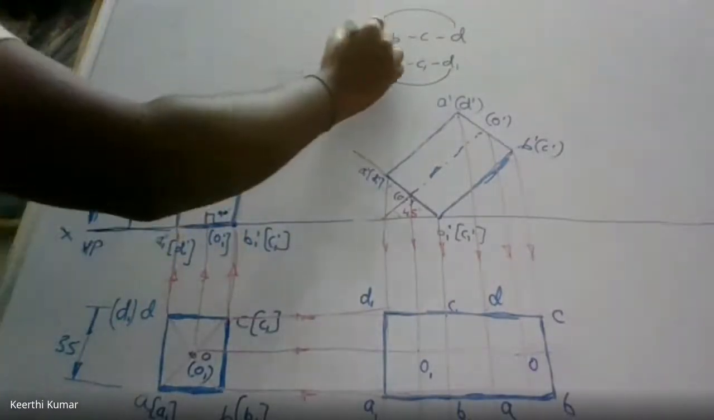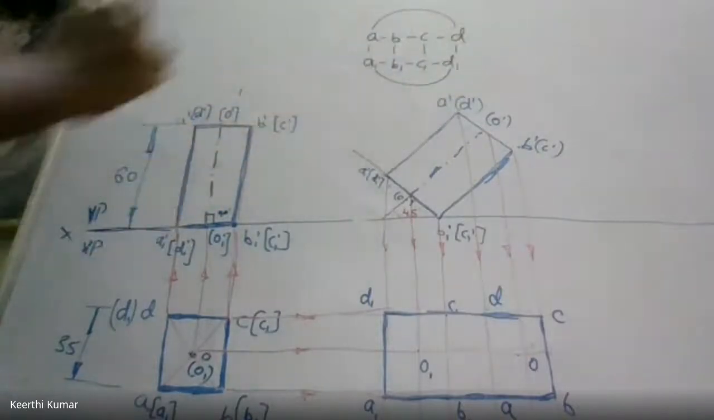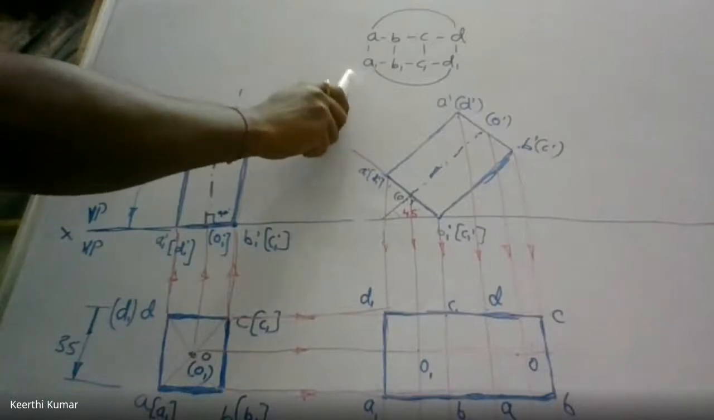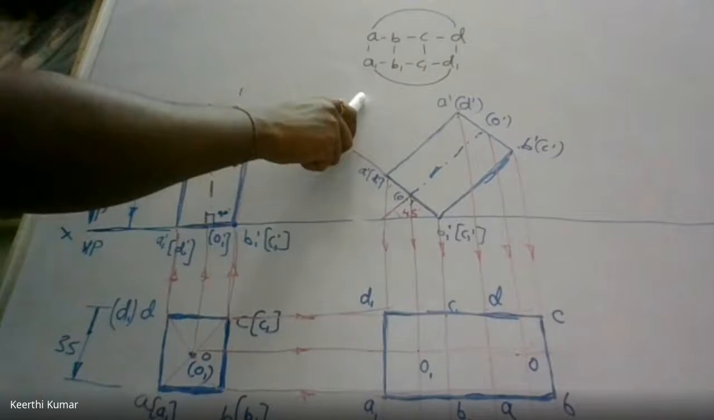Next, A to A1 should be connected. B to B1, C to C1, D to D1. So the connection for the prism is supposed to be this properly. You have to check this connection. Make a note of this. This is called the connecting order for the prism.